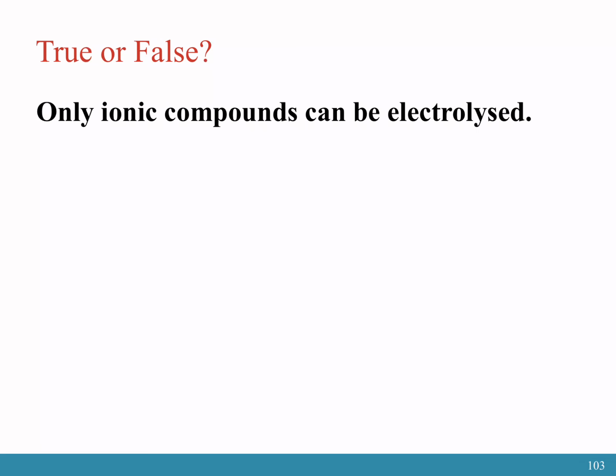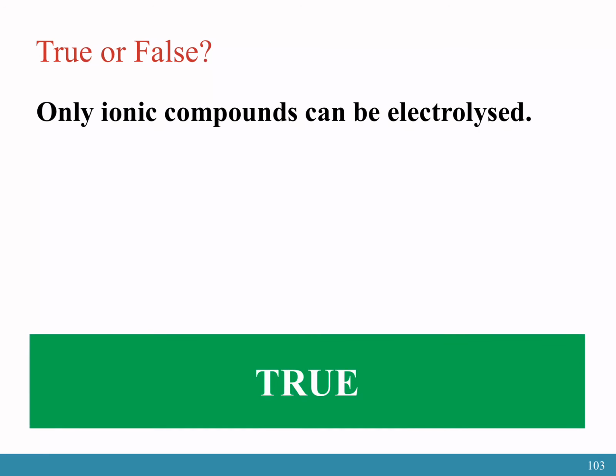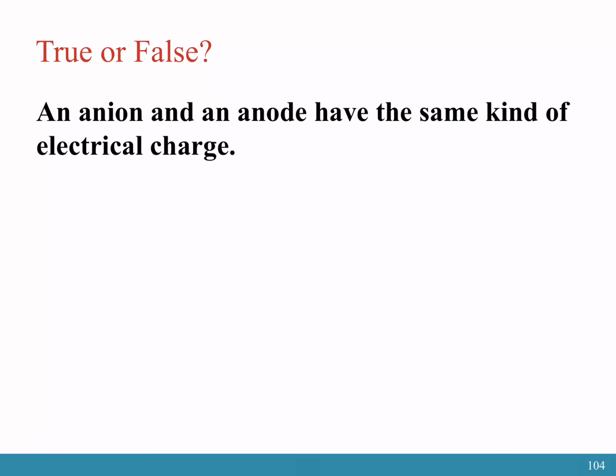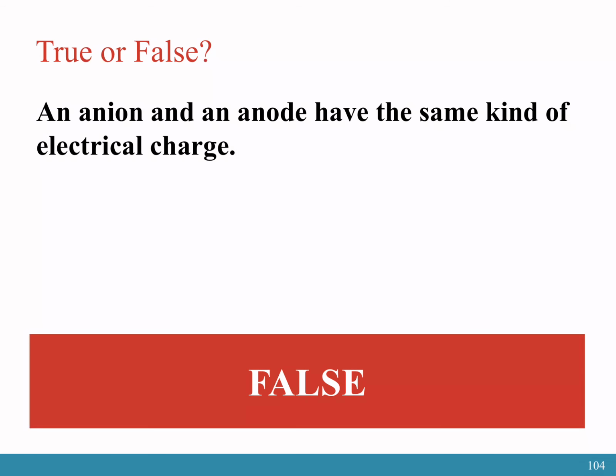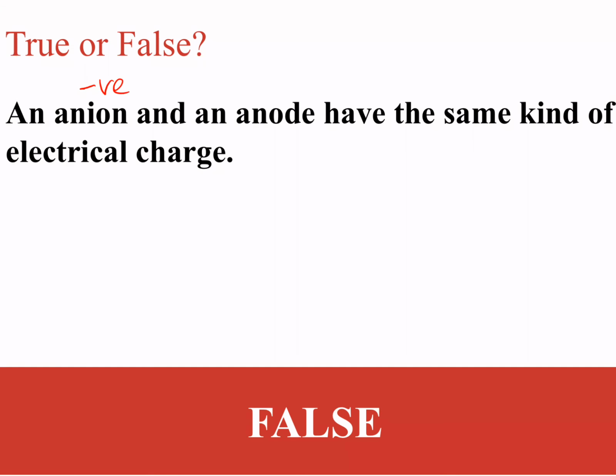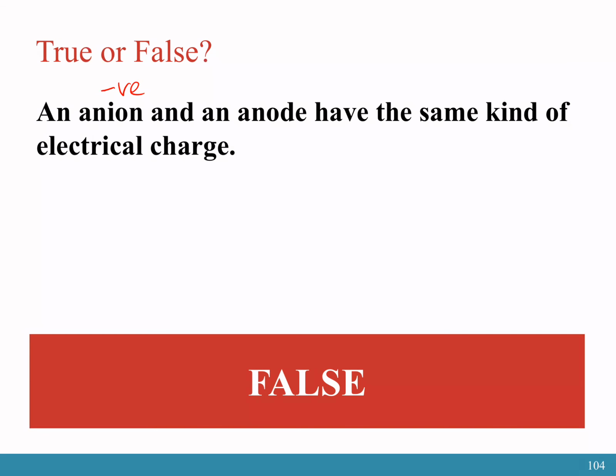Here are some true or false questions. True or false? Only ionic compounds can be electrolyzed. The answer is true. Only ionic compounds can act as an electrolyte. An anion and an anode have the same kind of electrical charge. Is this true? False. An anion has a negative charge. An anode can be either positively or negatively charged, depending on what type of cell it is.